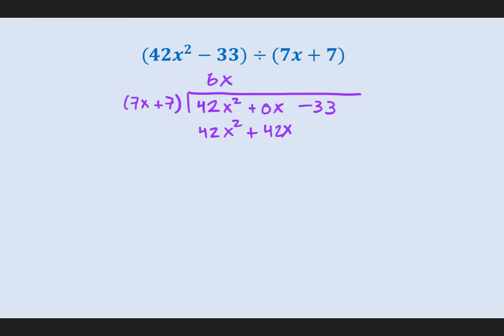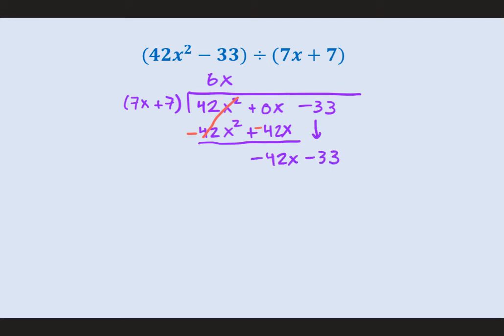Now, this is the part that everyone always kind of forgets or messes up. First, we were trying to make them match because now I'm going to make this entire second line opposite. So opposite, opposite, these cancel. That now leaves me with 0 minus 42x. If you combine those together, that's going to give you negative 42x. Drop down if you have something to drop down, so that's minus 33.